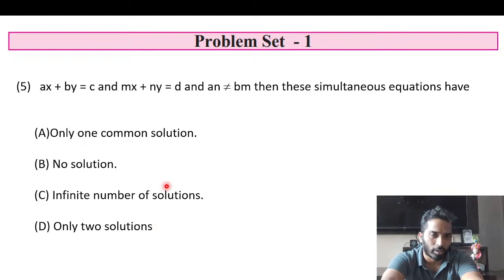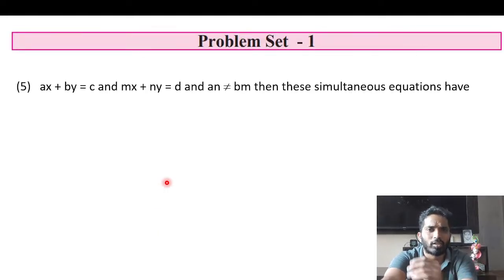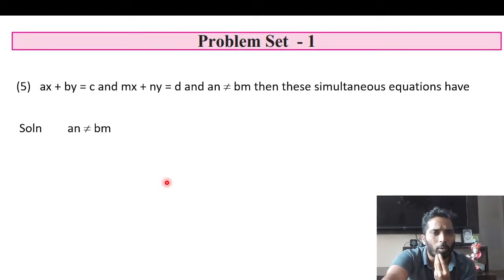C and D to nahi ho sakta. So let us go and try and solve this sum. Now let me look at the equation. Given information, given part, that is AN is not equal to BM. Now if I look at this, AN means A into N is not equal to BM means B into M.